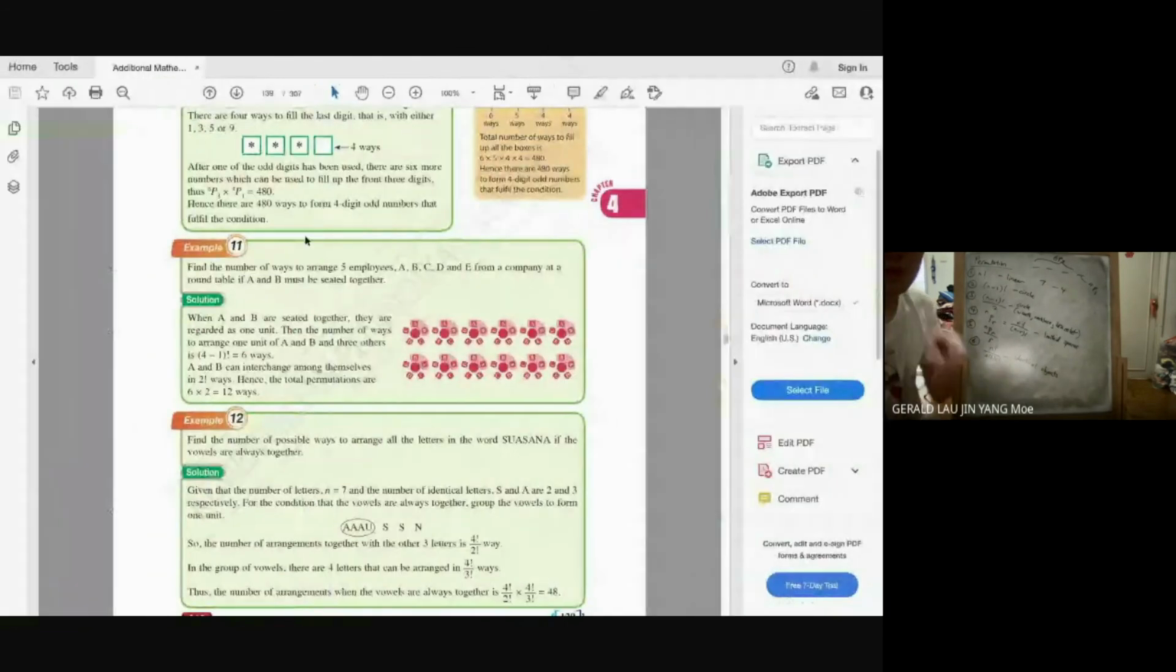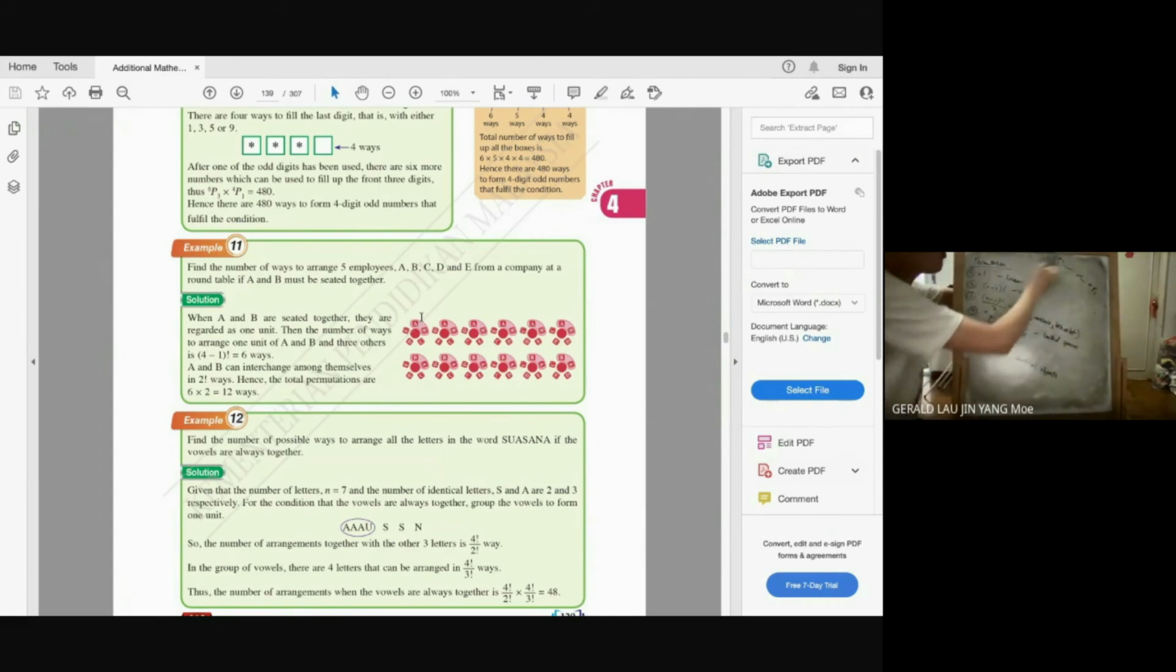Now you look at example 11. Number of ways to arrange 5 employees A, B, C, D, and E from a company on a round table if A and B must be seated together. So A and B must be seated together. They are one group, and then you have C, D, E. So 1, 2, 3, 4. You have a total of 4 objects.